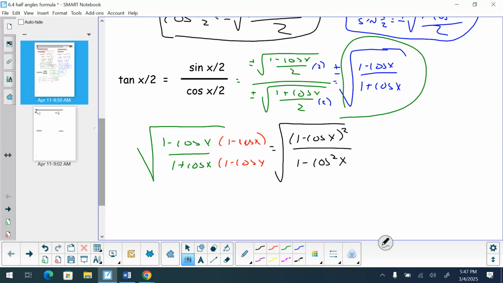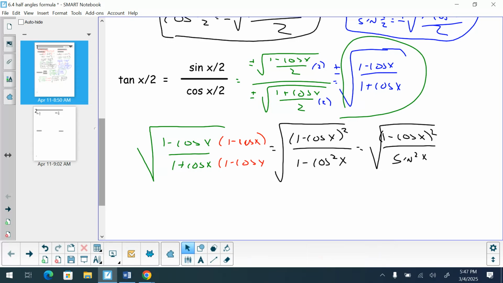If we remember back to our trig identities we just worked on, 1 minus cosine squared is equal to sine squared. So we're left with the square root of 1 minus cosine of x quantity squared over sine squared of x. Square rooting squares, we're left with 1 minus cosine of x over sine of x. That would be an alternate way of utilizing it.